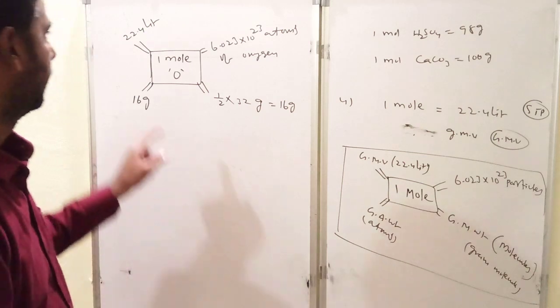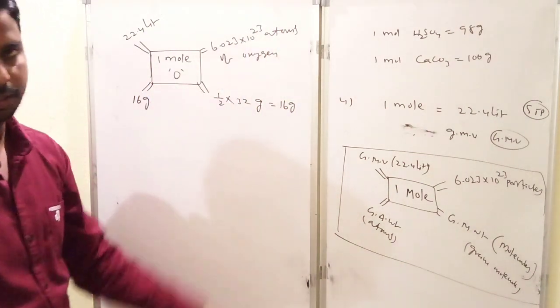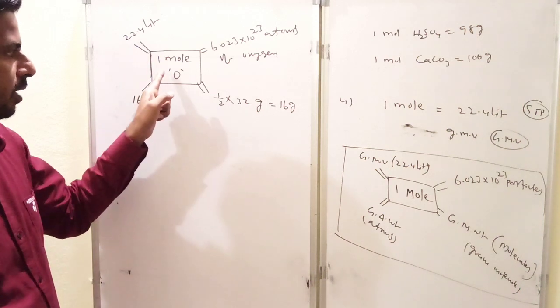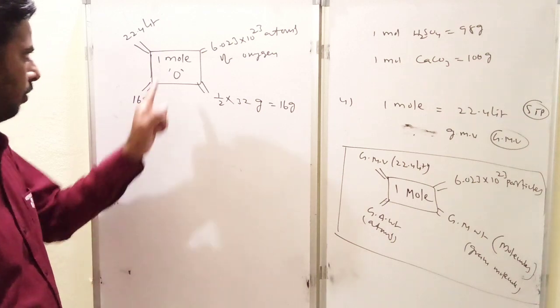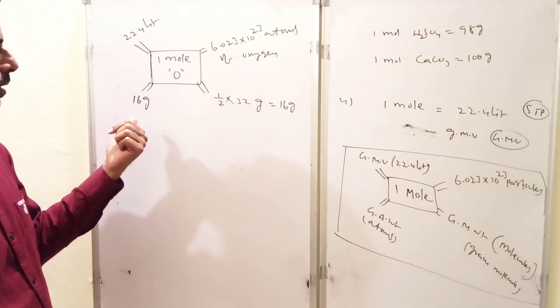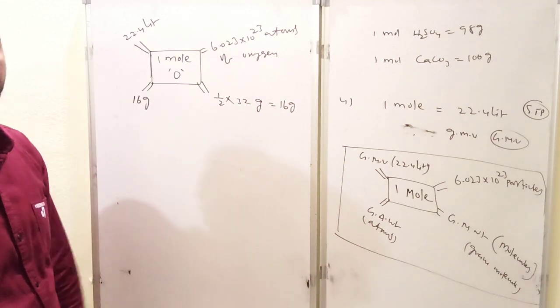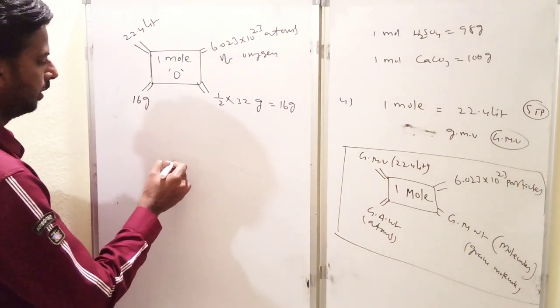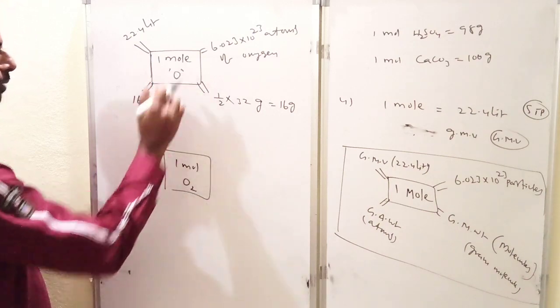Is it clear? So 1 mole of oxygen atoms equals Avogadro number of atoms of oxygen. 1 mole of oxygen equals half into 32 grams of oxygen. 1 mole of oxygen equals 16 grams of oxygen. 1 mole of oxygen equals 22.4 liters of oxygen. Suppose the same, if you take 1 mole O2. So here this is an atom, this is a molecule.